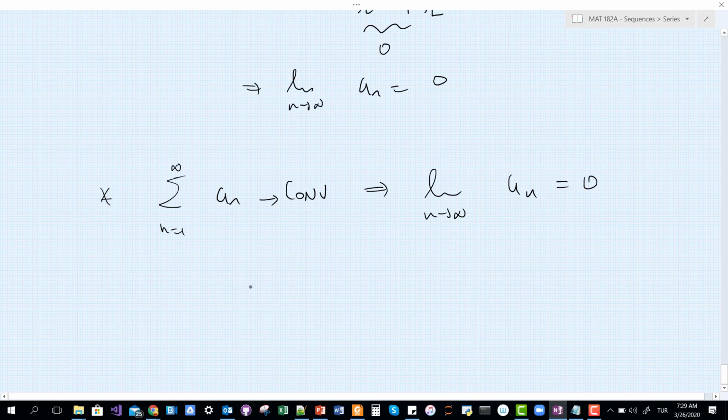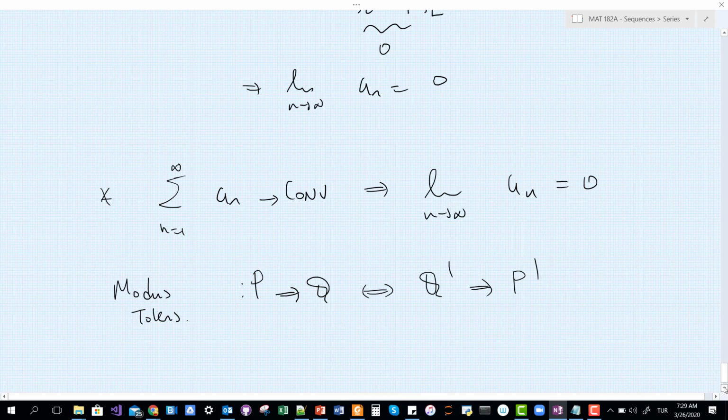But from logic, we know that, look at that, if P implies Q, then not Q implies not P, right? This is the rule we actually call modus tollens.